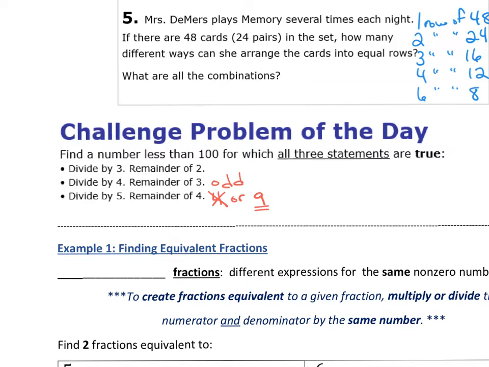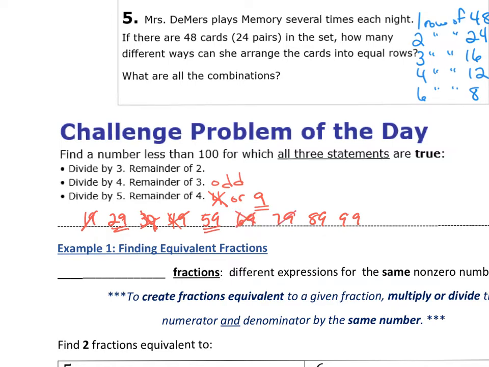The first clue says if I divide by 3, it has a remainder of 2. So I'm going to list out the numbers that end in 9s, and then I'm going to run through and see if they have a remainder of 2. 19 divided by 3 is going to have a remainder of 1. 29 has a remainder of 2 when I divide by 3, so that's a possible answer. 39, it goes into evenly, no remainder. 49 has a remainder of 1. 59 is a possibility. 69, it goes into evenly.